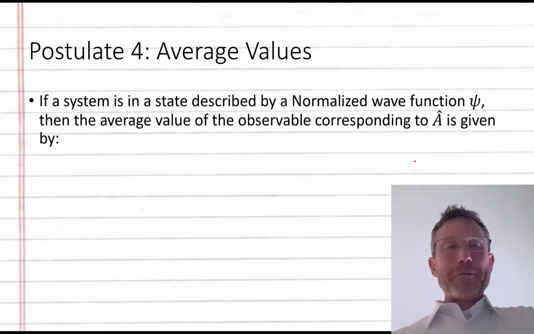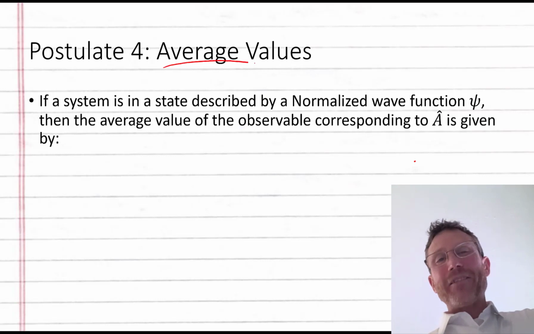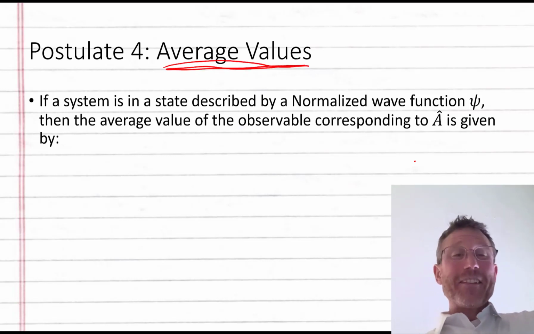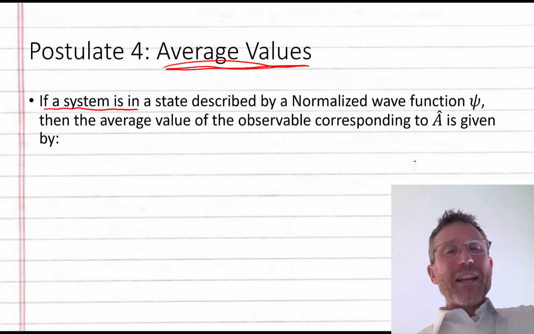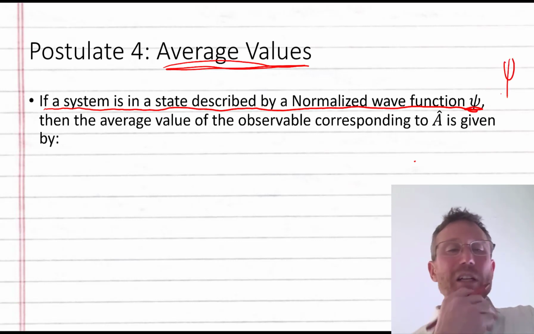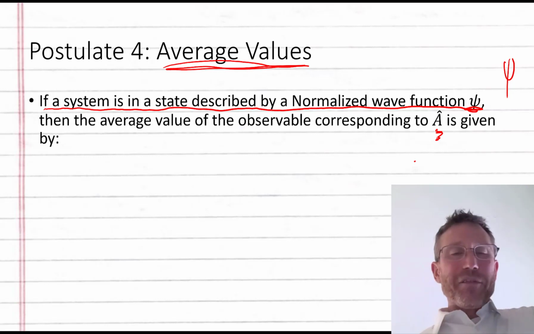So we're really starting to rattle through these postulates now. Postulate 4, the way I remember it is this is the one about the average values. So let's formalize the statement that is postulate 4. If a system is in a state described by a normalized wave function, and that normalized wave function is psi, then the average value of the observable corresponding to some operator A hat is given by the following.